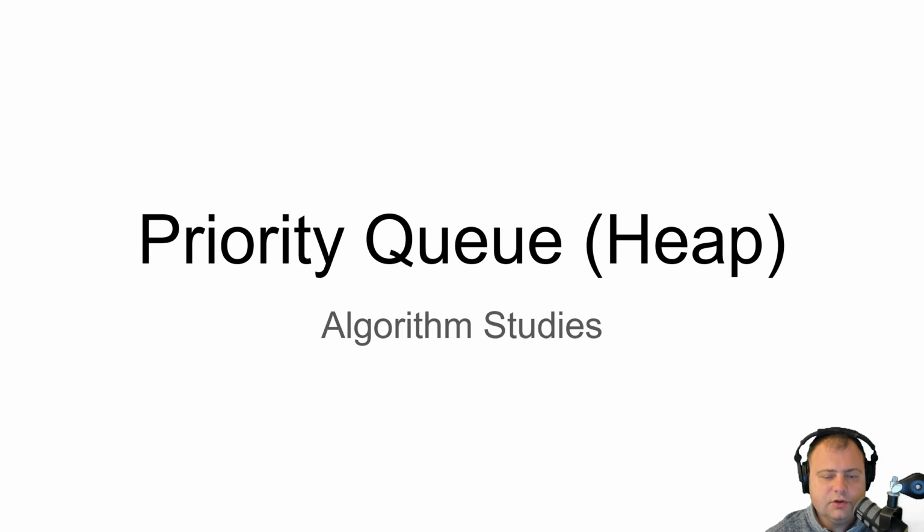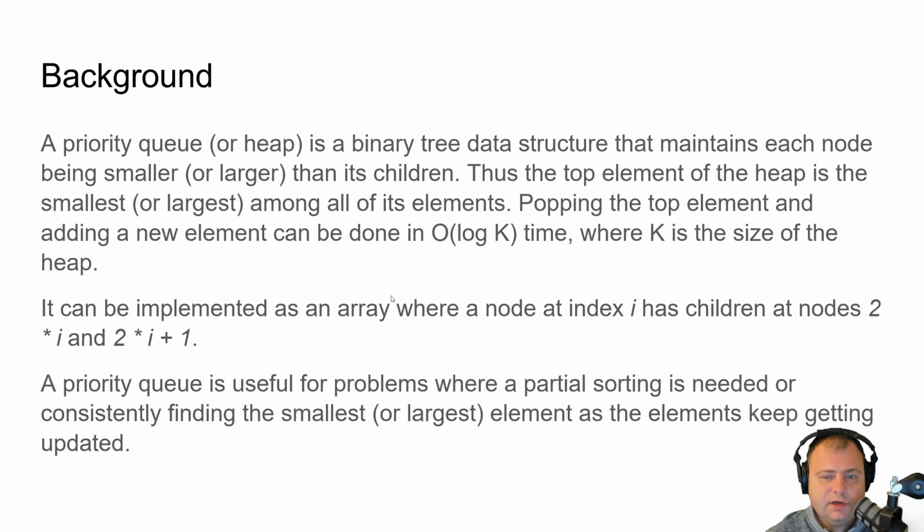Hello, let's talk about priority queue or heap, a commonly used data structure in algorithmic questions. It's a binary tree that maintains each node value being smaller than its children for the min heap, or larger for the max heap. The top element of the heap is the smallest, or correspondingly the largest, among all of its elements.